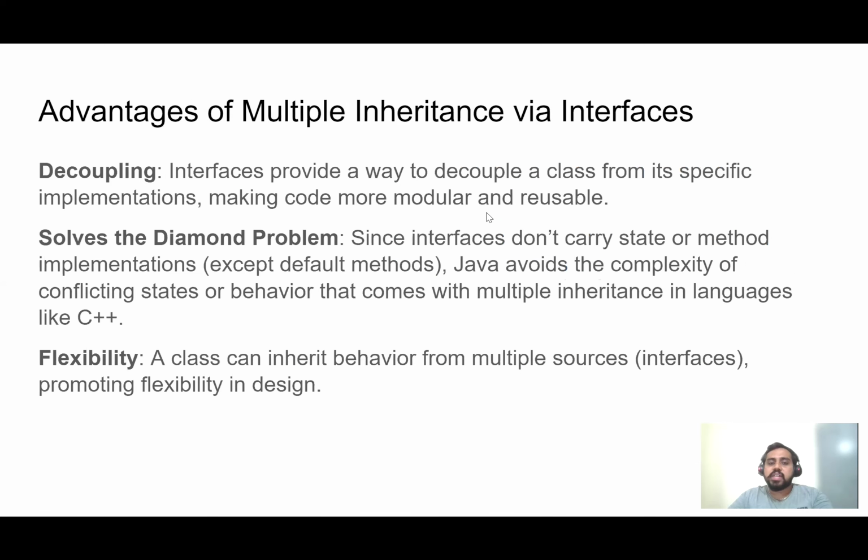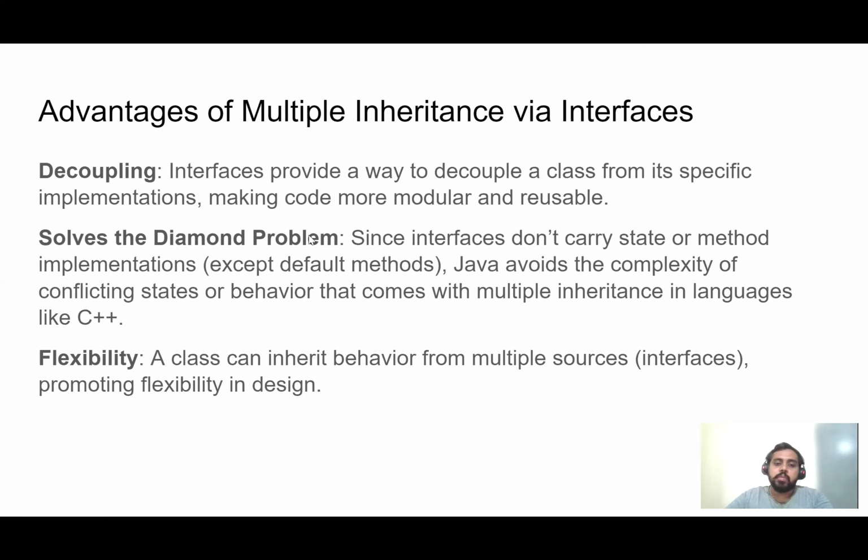What is the advantage of this multiple inheritance? The first advantage is decoupling. It provides a way to decouple a class from its specific implementation, making code more modular and reusable. Our goal here, the core of OOP concepts, is to write code in such a way that it's more reusable and more modular, so that if you want to change anything or give any implementation, we can change the logic easily, without much effort. That's the main advantage of OOP concepts.